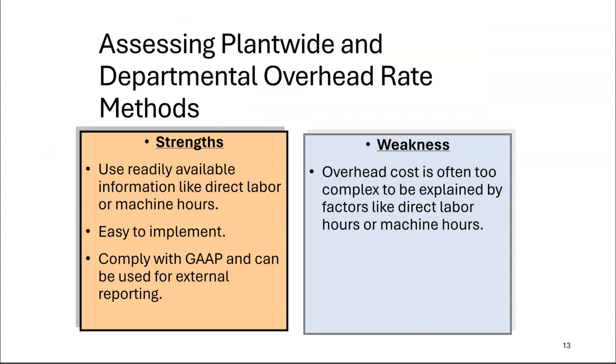So, assessing plant-wide and departmental overhead methods. The strength is you have readily available information like direct labor or machine hours. It's easy to implement and comply with GAAP, can be used for external reporting. The weakness is overhead cost is often too complex to be explained by factors like direct labor hours or machine hours. So, it's easy, but it's not the best way to get the cost to what's actually generating the cost.